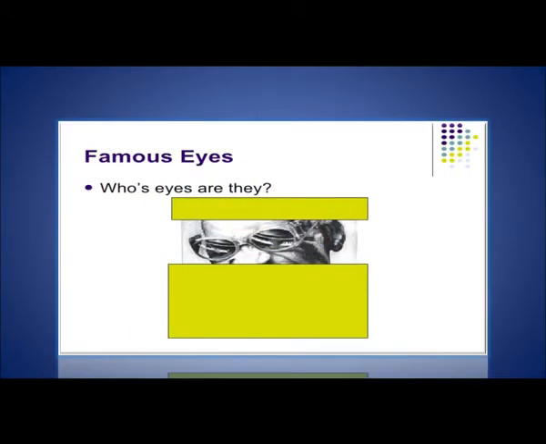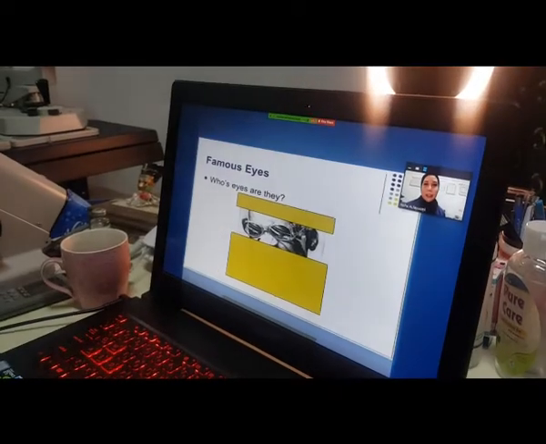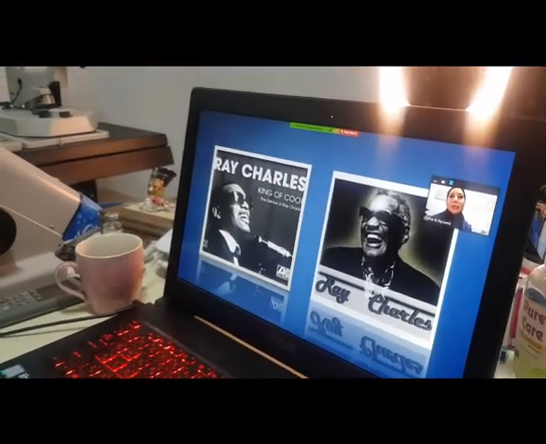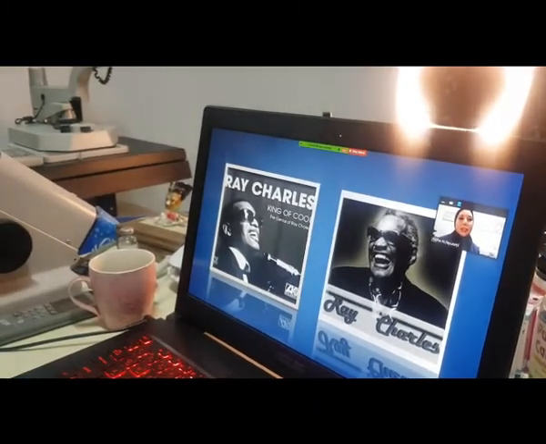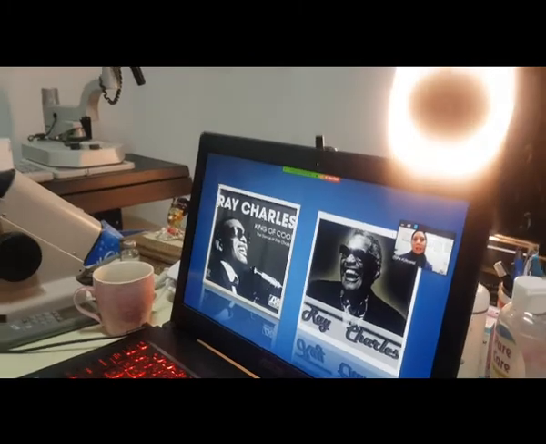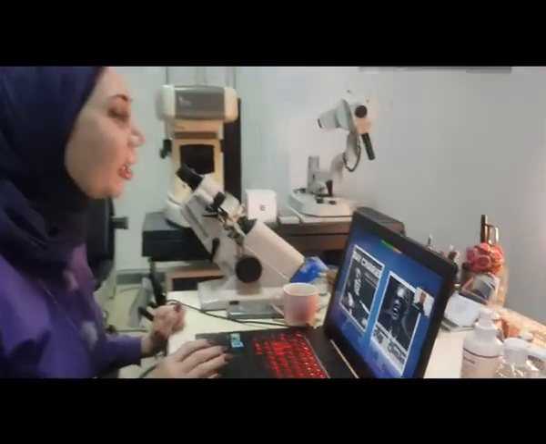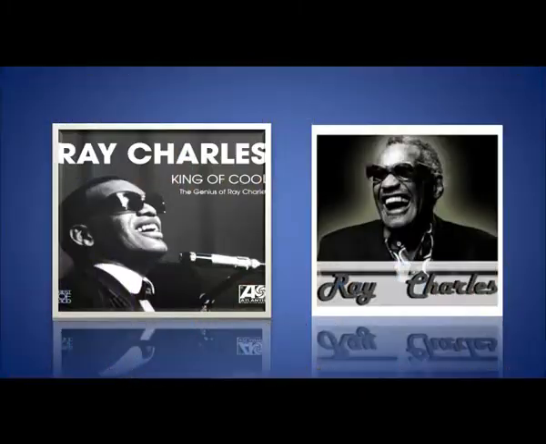Let us take a look at famous eyes. Whose eyes are they? Do you know him? He is very famous. Ray Charles. He is an American singer. He is often referred to as a genius. Unfortunately, he was blinded during childhood due to glaucoma.